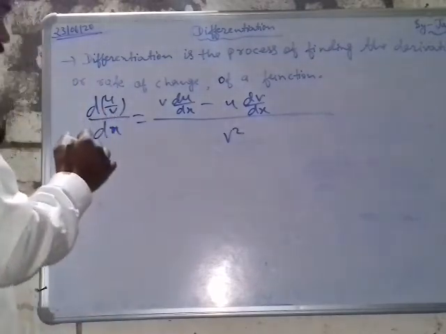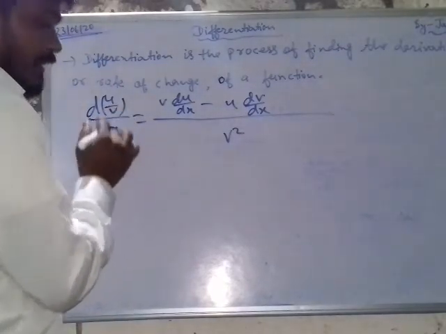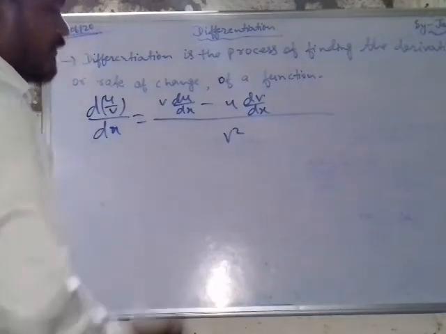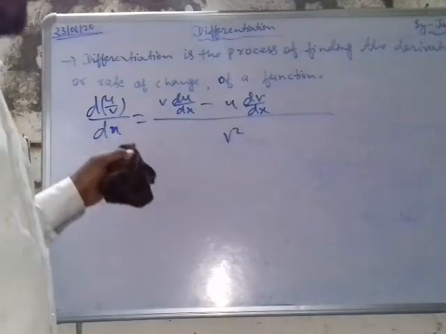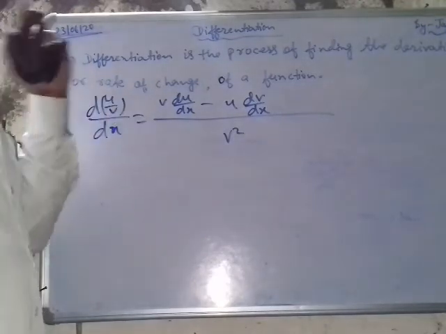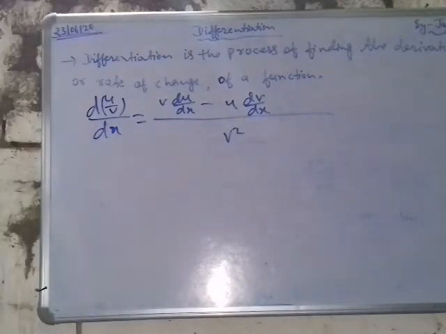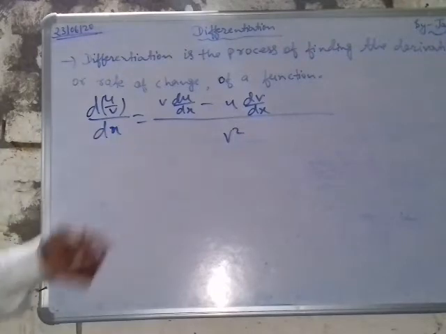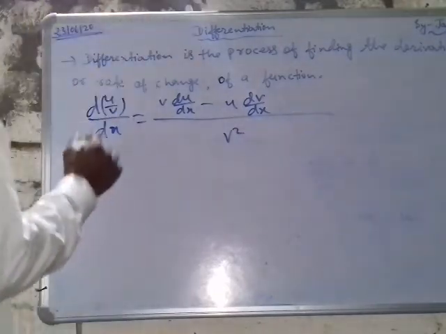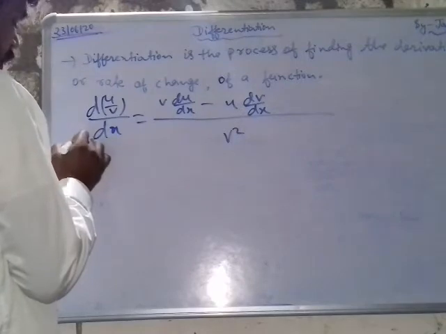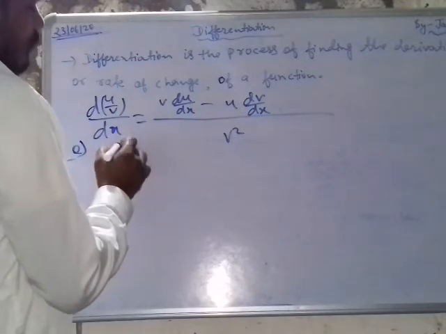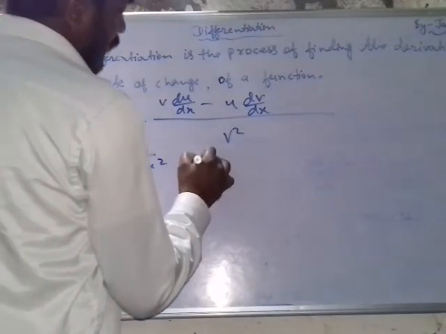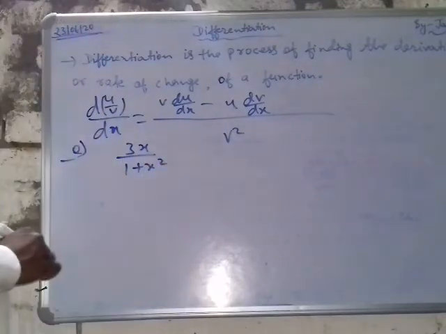Okay, so if a function is given in the form of u by v, then we differentiate it by using this formula. If we take a question as 3x by 1 plus x square, then how can we differentiate it?